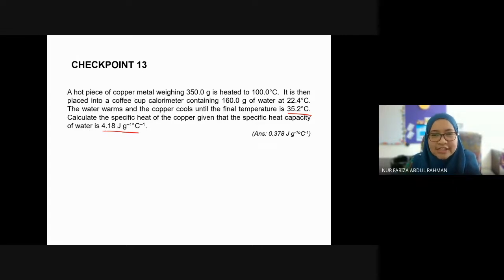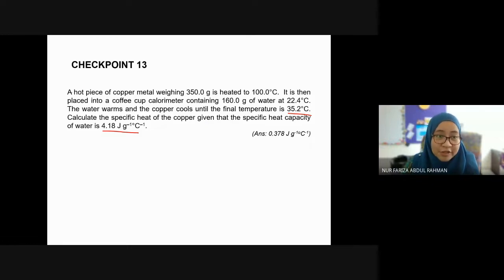Okay, cerita dia sebenarnya dia nak ceritakan that the copper metal, the heated copper metal, okay, is being placed in water. So itu ceritanya. So that part is exothermic, because the hot copper metal will be releasing the heat to the water. So I'm talking about the copper metal. The copper metal will be having the exothermic reaction, exothermic process, whereas water will be an endothermic process.